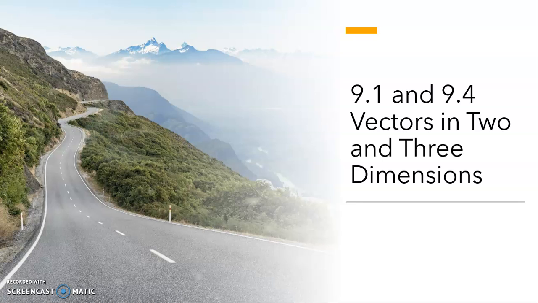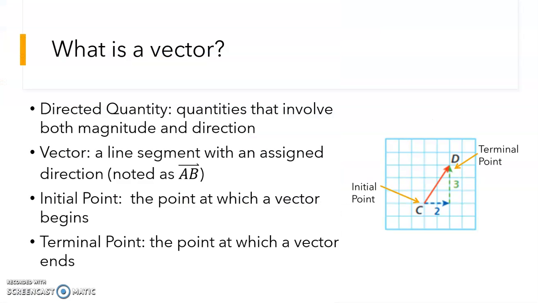So let's start off by asking, what is a vector? Now, if you watch that video clip that I posted, you had the character vector explaining what a vector is. But let's take a look at the technical definition. A vector is technically a directed quantity, a quantity that involves both magnitude and direction. So it generally is going to look like a line segment or a ray. Usually we do put an arrow on it, so it's a ray that has an assigned direction. That's why the arrow is there, because it shows the direction of that ray.